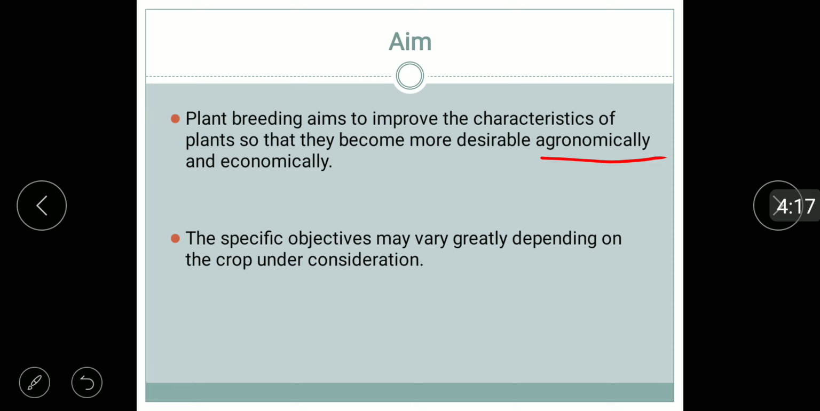And specific objectives may vary greatly, depending on the crops under consideration, because some crops require different objectives. Like in carrot, we require a large size of the carrot, the length of the root, but in some species we don't want the length of the root to be increased. If the floral parts or any vegetative parts are important for that crop, we need vegetative parts in more quantity than roots.